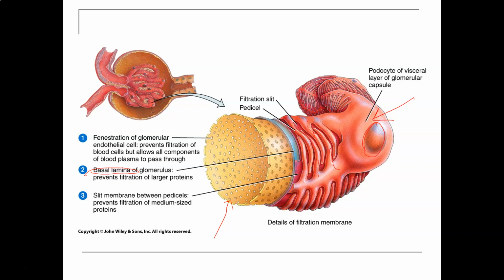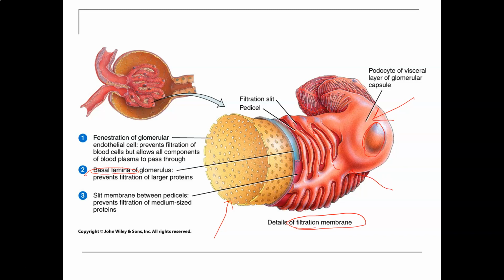So all of this together is the filtration membrane. Remember when we talked about the respiratory membrane not too long ago in the lungs? That was a two-cell barrier: the pulmonary capillaries and the alveolar simple squamous wall. Well, here again we have a two-cell barrier. The endothelium of the glomerular capillaries and the podocytes of the glomerular capsule.